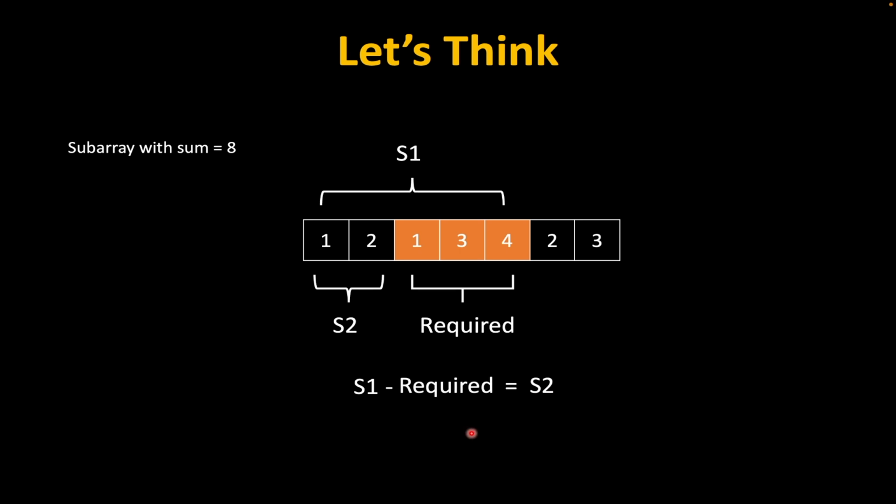Now I'm going to tell the main important part, so please listen carefully. This required subarray will only exist if S2 exists, and S2 will exist only if S1 minus required exists. So what does S1 minus required tell us? If we are at any index i, then the sum from the start to index i minus that required should exist. So how will we check if it exists? We're going to use a hash map for it.